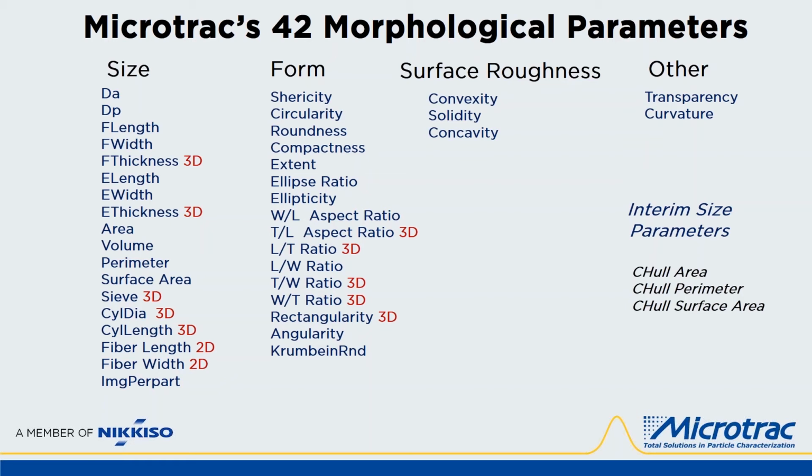Form factors include 13 different parameters that indicate how closely the particle is to being a perfect sphere, or various aspect ratios of the particle. Surface roughness parameters are just that. 3 different parameters can indicate the roughness factor of the particle surface. 2 other parameters report the overall light intensity coming through the particle, transparency, and the curvature of the particle as a gradient of light intensity. Interim size parameters are used to calculate some shapes.